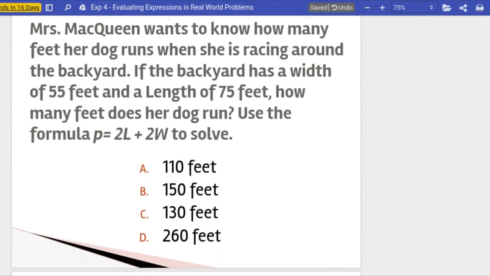All right, again, Mrs. McQueen wants to know how many feet her dog runs when she is racing around the backyard. If the backyard has a width of 55 feet and a length of 75 feet, how many feet does her dog run? We're going to use that formula, that perimeter equals 2 times the length plus 2 times the width. So pause the video and do the problem on your own, and then see if your answer agrees with mine.